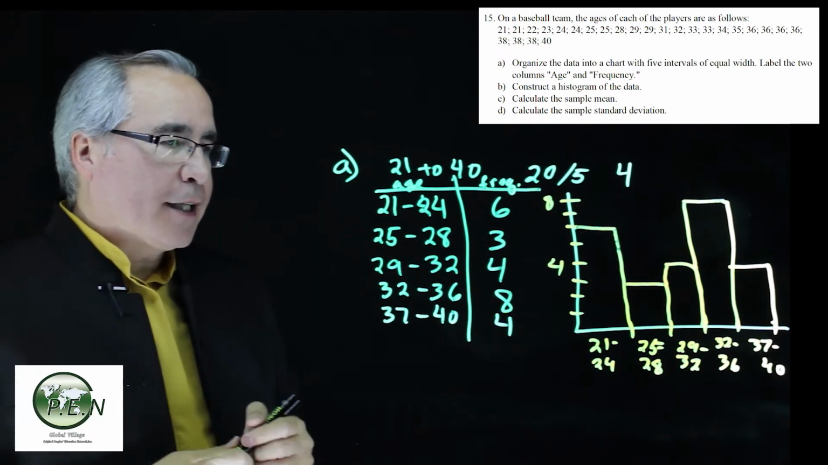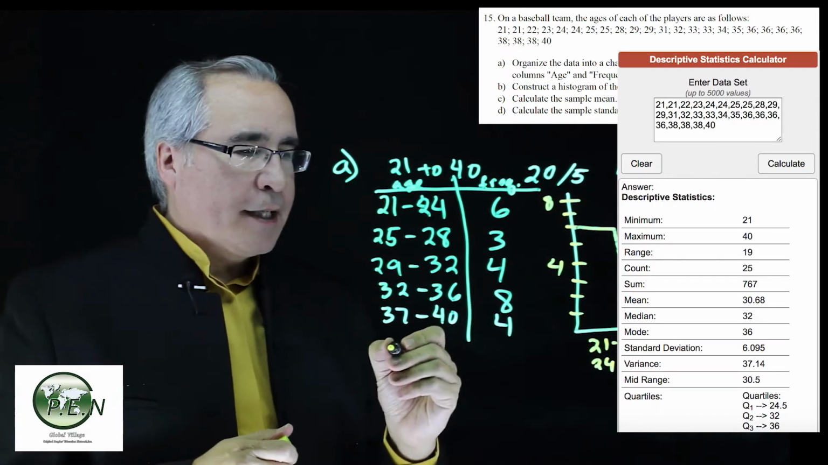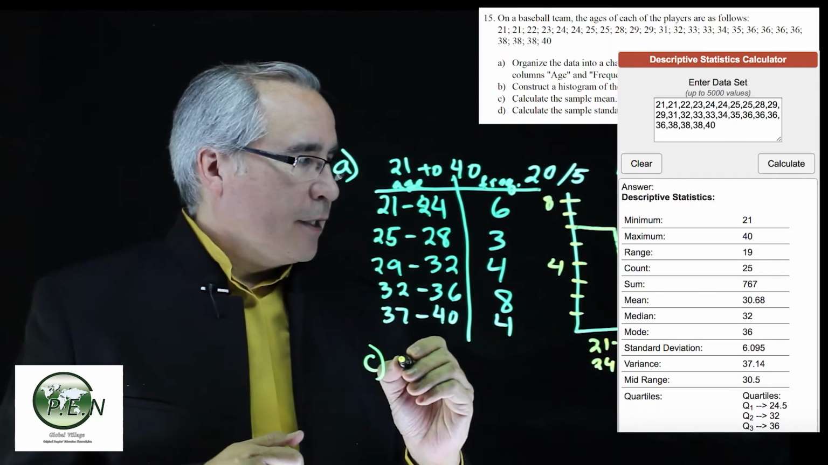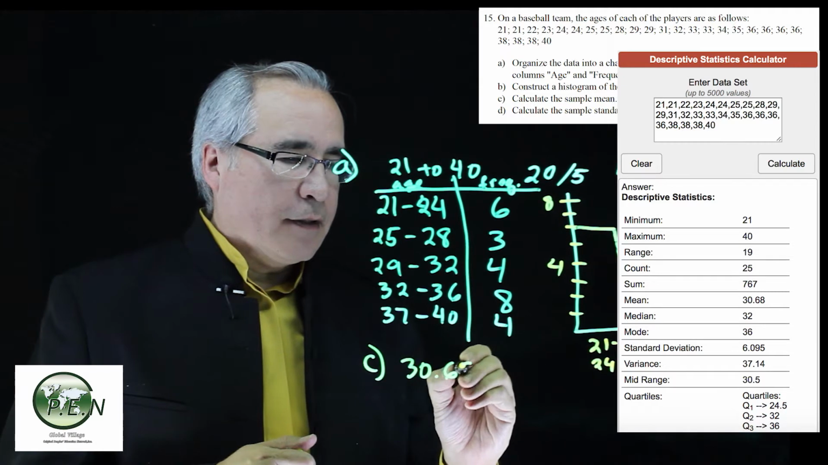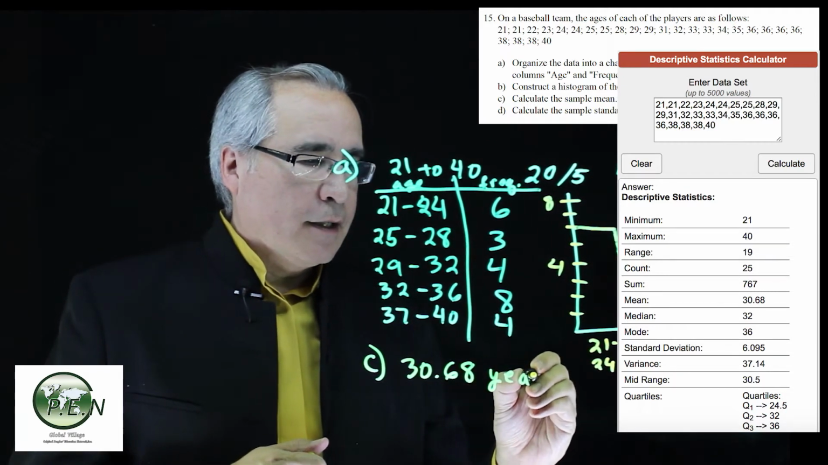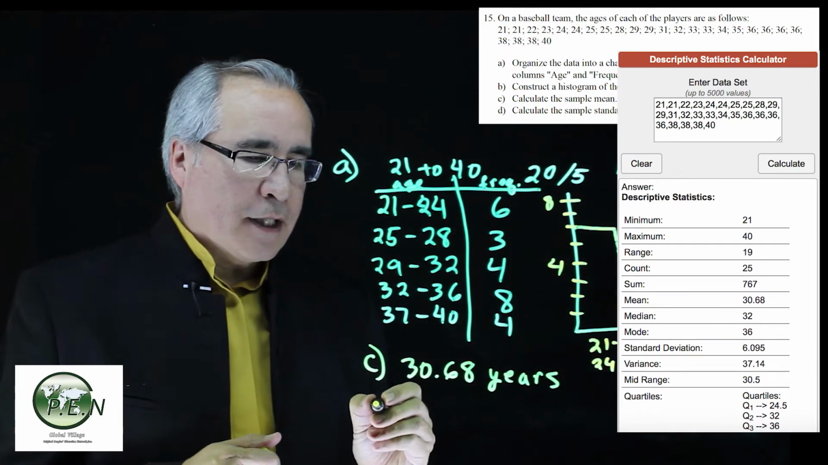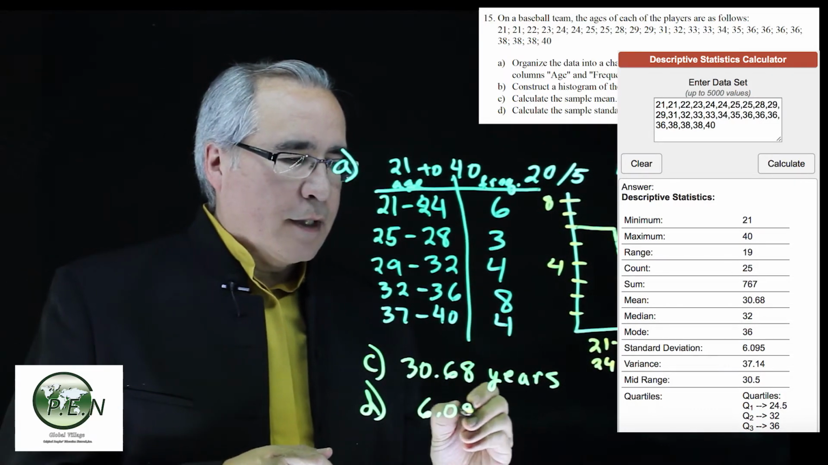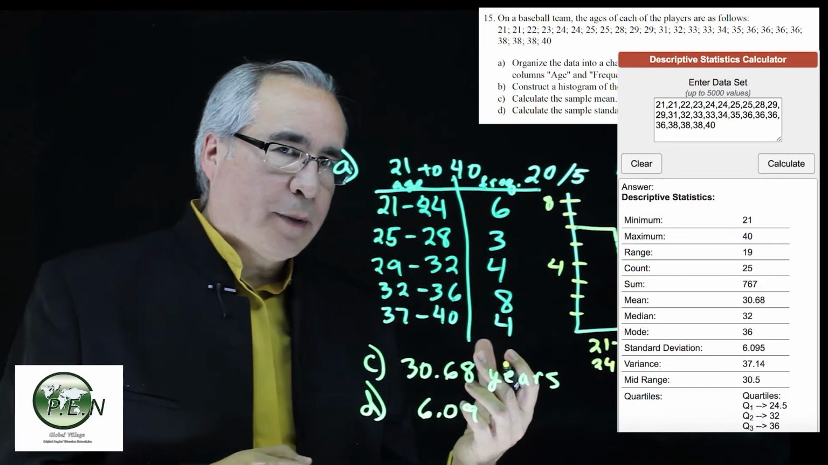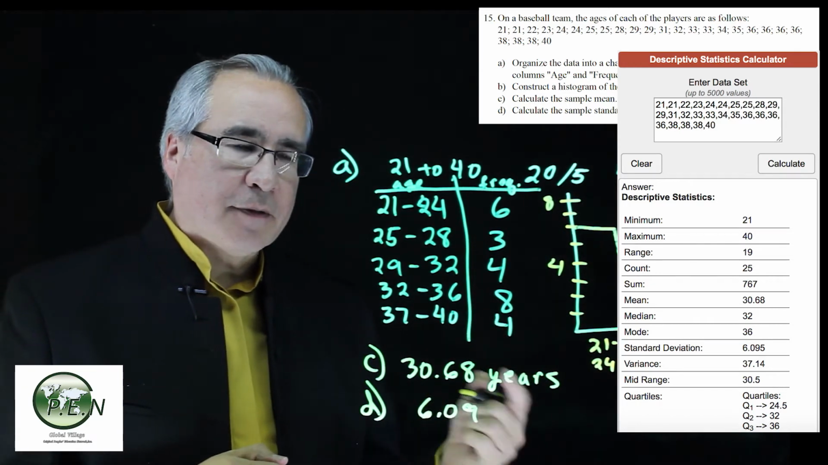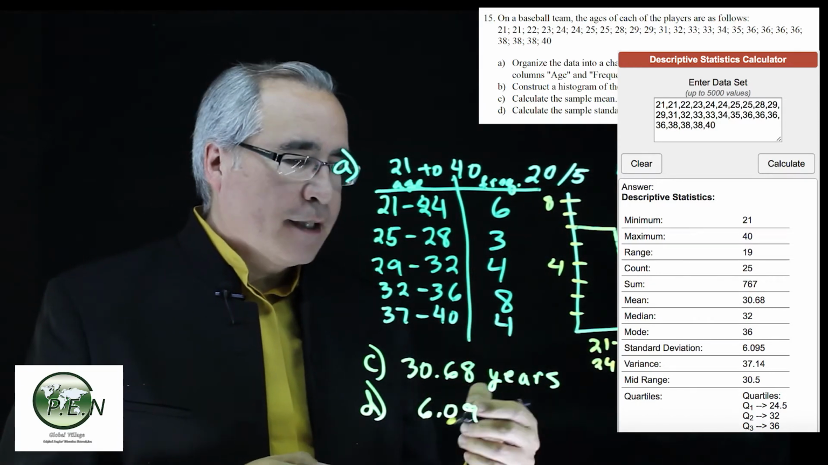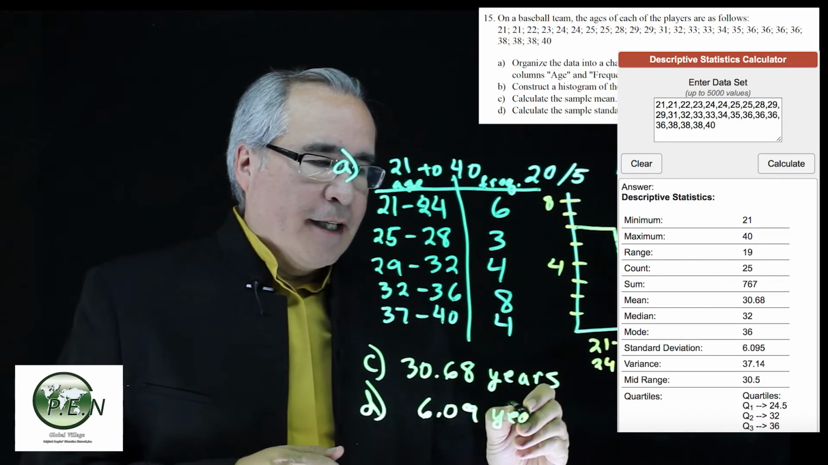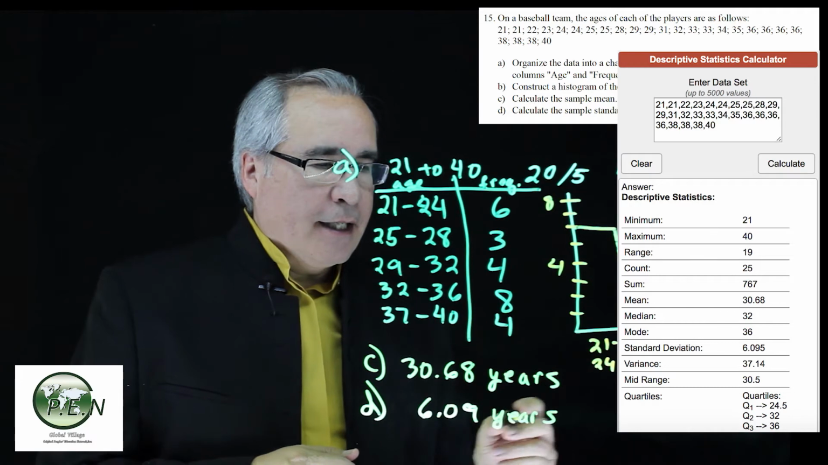Finally, we look at the calculator again. It takes care of finding the mean for us. So the mean for C is 30.68 years. And the standard deviation it comes up with is 6.09 years. Again, take the square root of the variance to check your accuracy for your decimals on this particular calculator. TI-84 calculators are pretty accurate right away. But it does highlight the need.